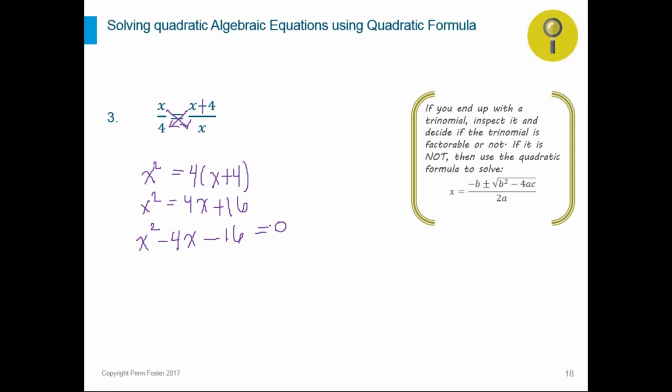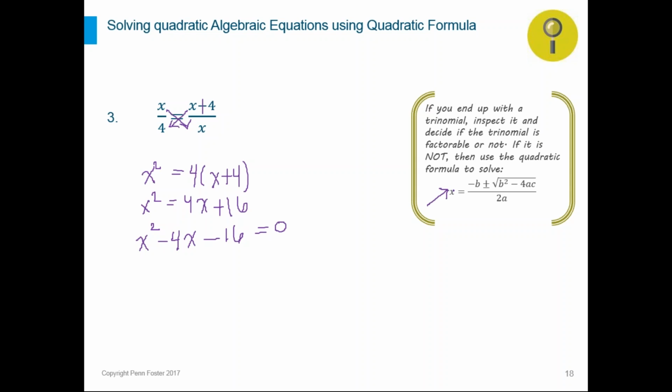Trinomial, try to find factors of 16. When you multiply them, it's negative 16, but when you add them, it's negative 4. You will not find any. You are not able to manually factor this trinomial using the method that we have used in the last question. The other option is, if you remember from Unit 5, the quadratic formula. It's a standard formula that we use whenever we are not able to follow the manual method for factoring.